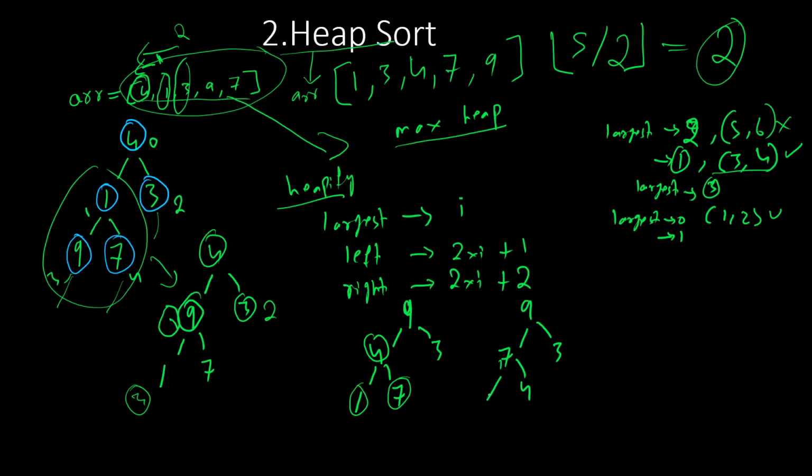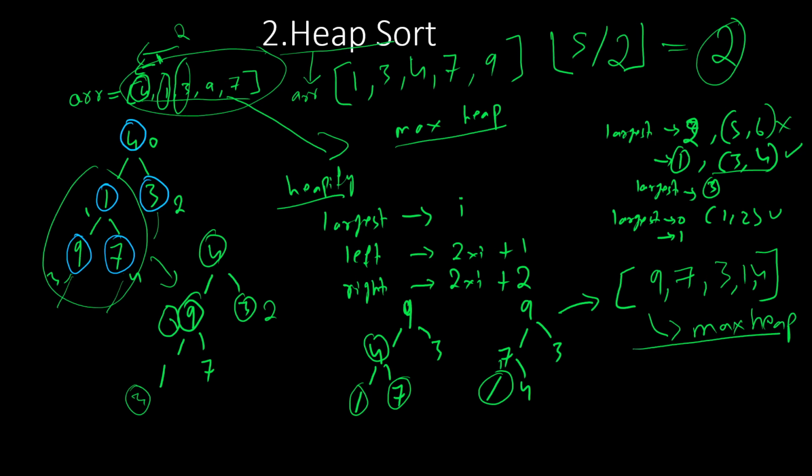9, 7, 3, 1, 4. So these are the elements which perfectly represent the max heap. Now if you change this into an array, we will get the elements as 9, 7, 3, 1 and 4. This is the max heap. Remember this max heap.